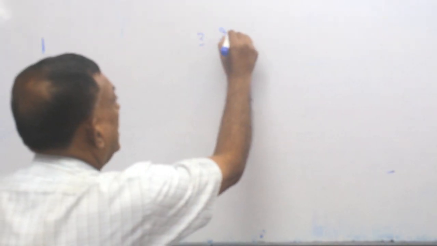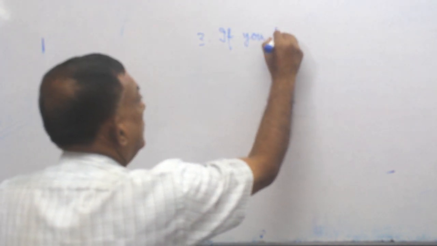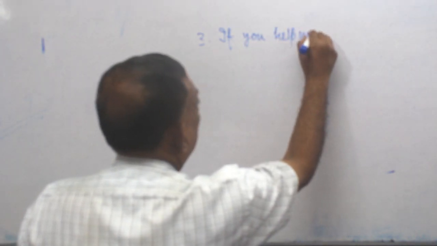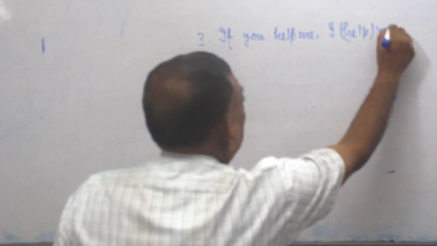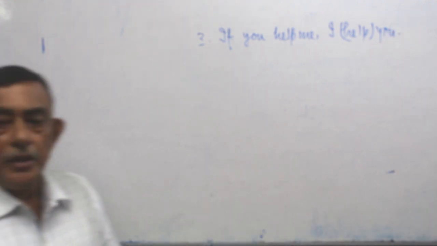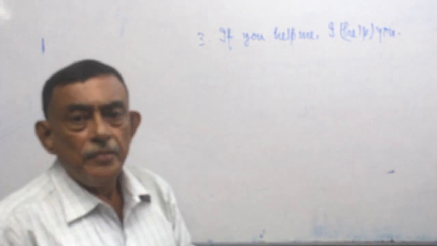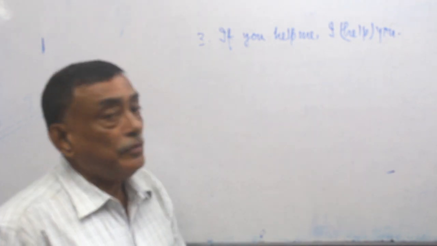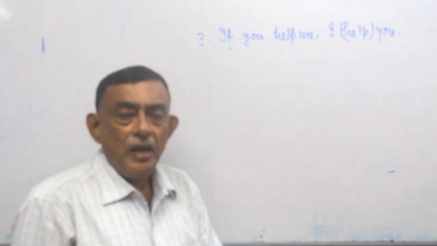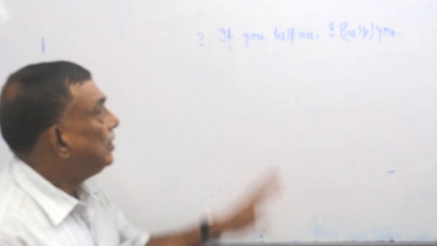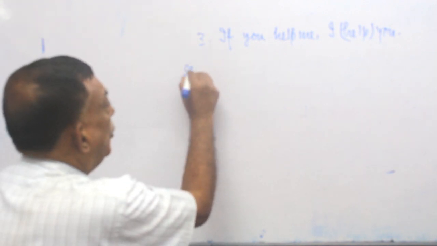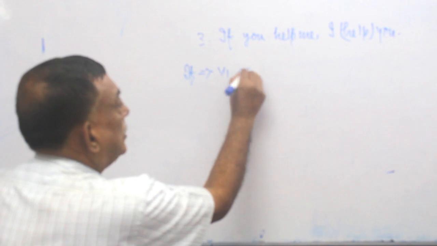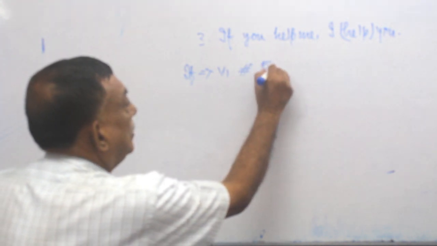Next, the third question is given: if you help me, comma, I help you. Now look at the question. This is the question and you have to solve it. Before solving, I will give you a shortcut trick. That is called the function of if. You have to learn the function of if. If followed by V1, then the conclusion will be future.